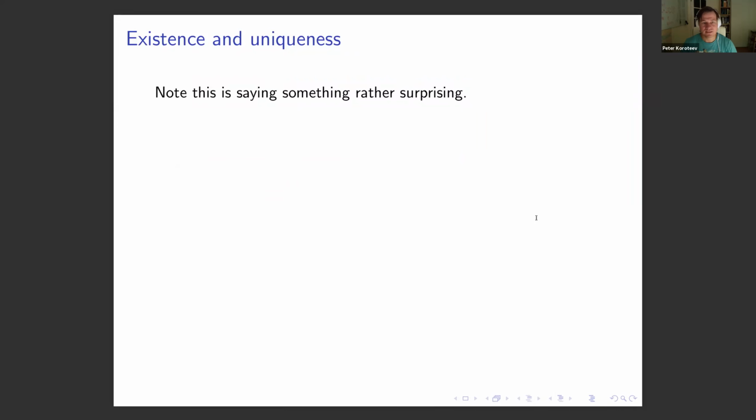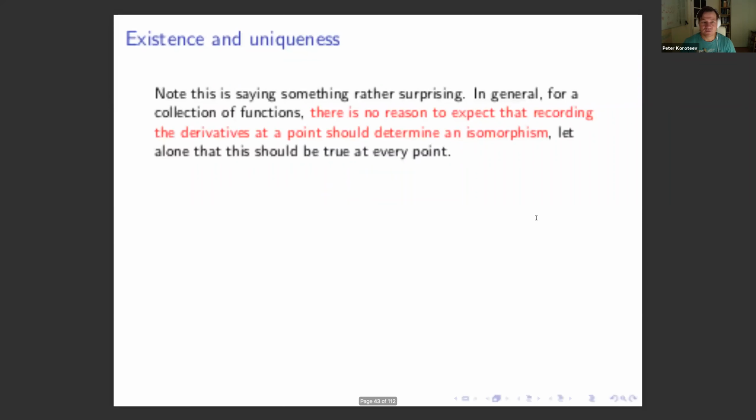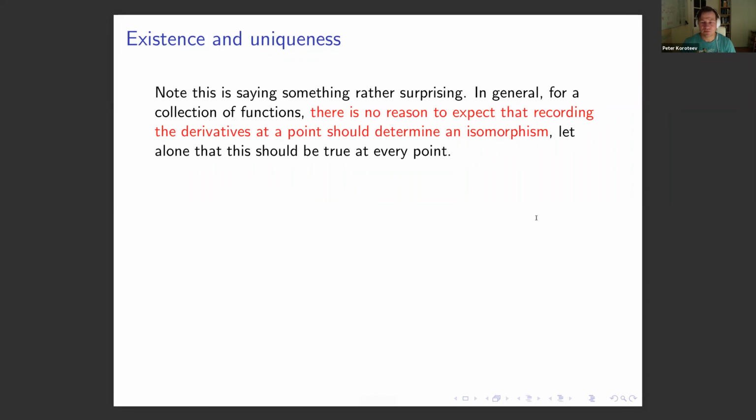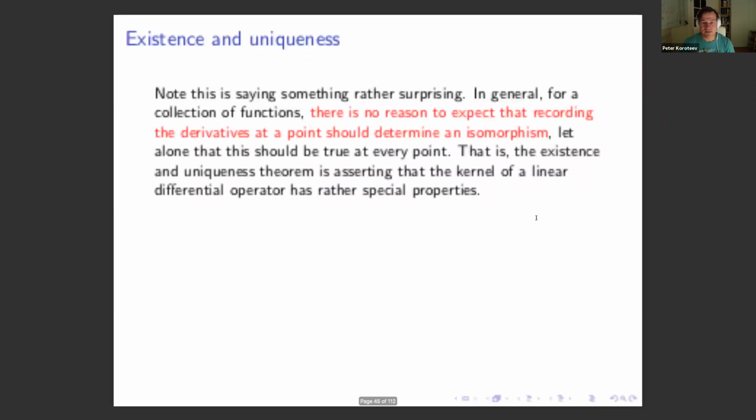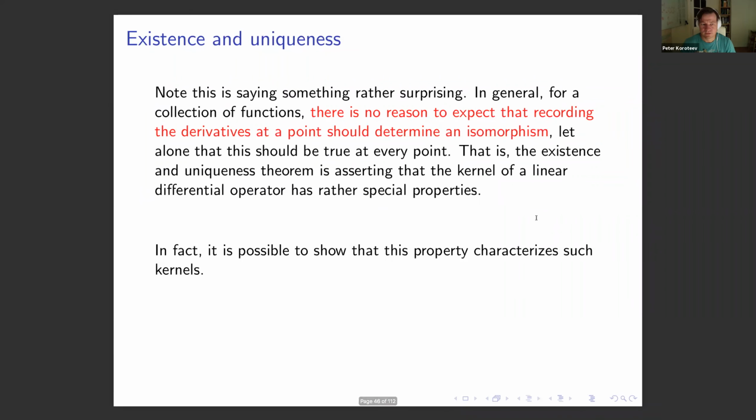Now, note that this is saying something rather surprising. In general, for a collection of functions, there is no reason to expect that recording the derivatives at a point should determine an isomorphism, let alone that this should be true at every point. So the existence and uniqueness theorem is asserting that the kernel of a linear differential operator has very special properties. In fact, it's possible to show that this property characterizes such kernels.